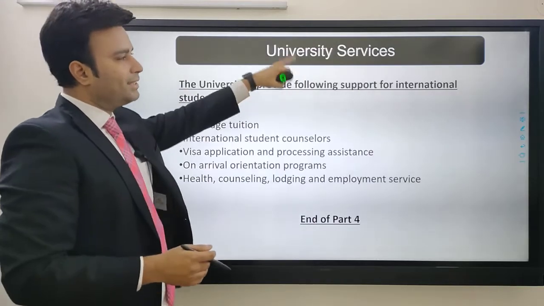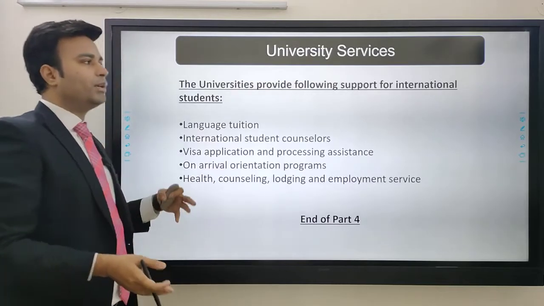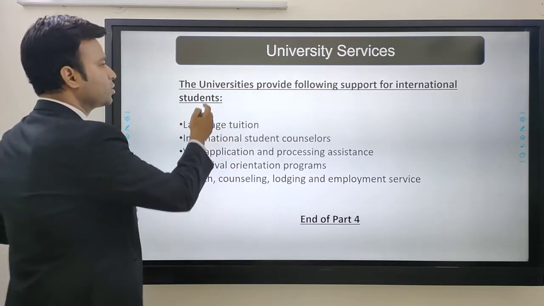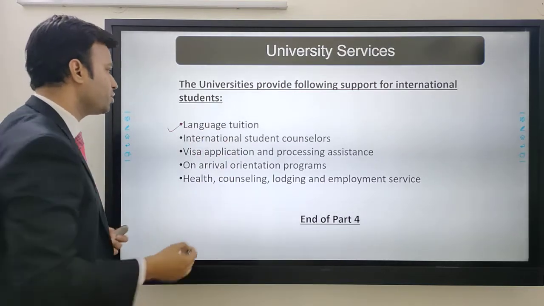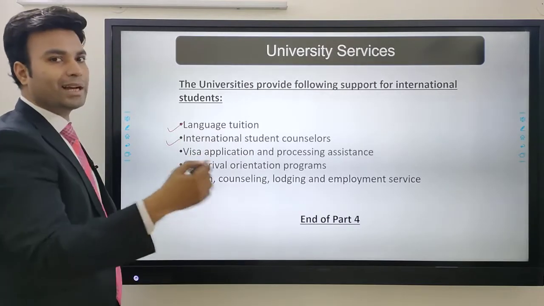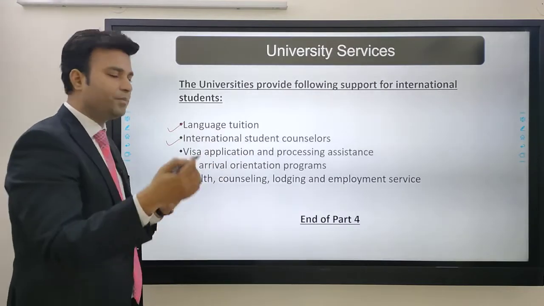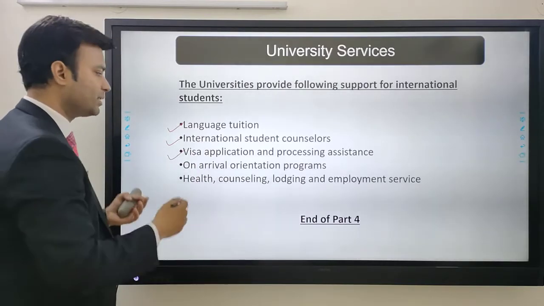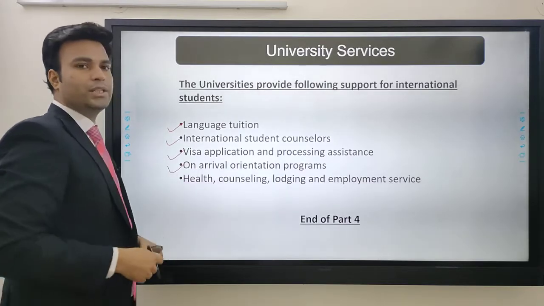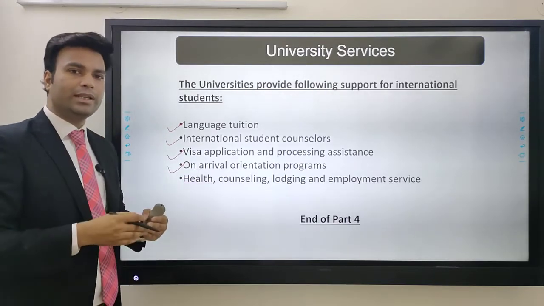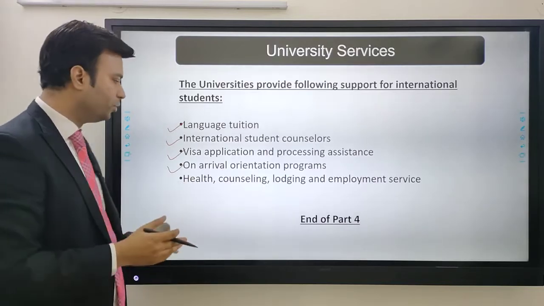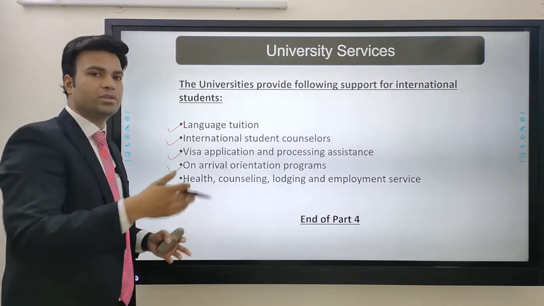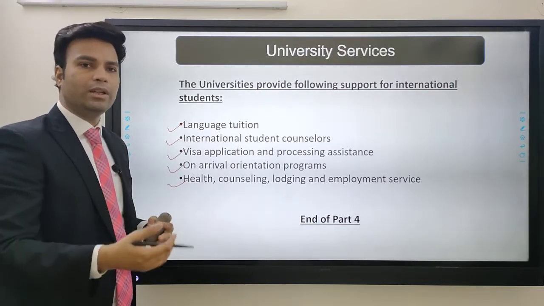So these are the university services. In case you want to understand what the university will help you in, these are the services the university is going to support you in. The university may help you in language tuitions. The university will have international student counselors who can help you understand your queries and help you accordingly. Visa application and processing assistance, in case that is required, then the university may help you. Then an on-arrival orientation program. When you reach there, there is a proper orientation on what to do and what not to do, and then health, counseling, lodging, employment services, in all that the university supports you. This is over and above your regular education.